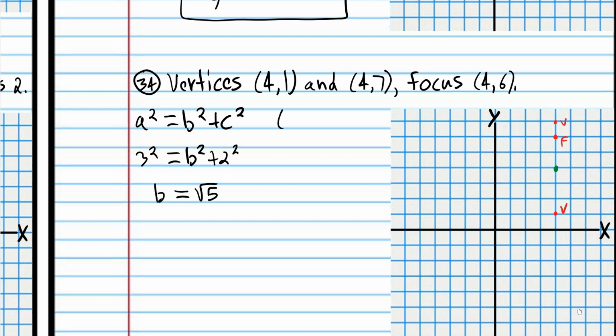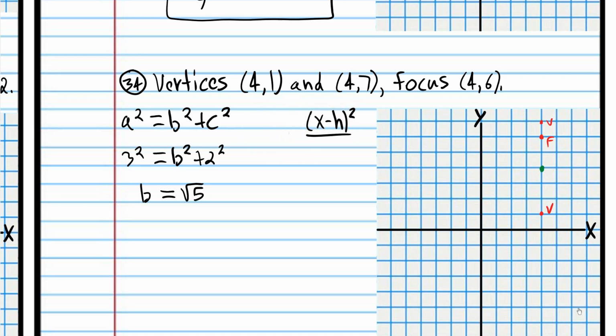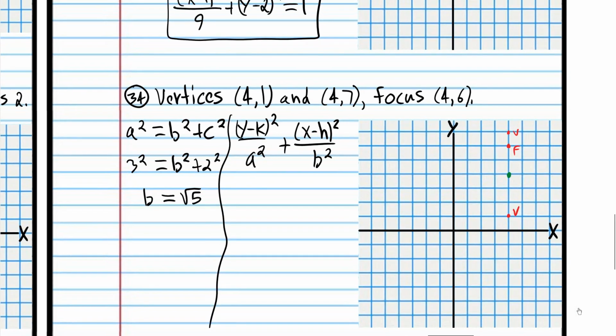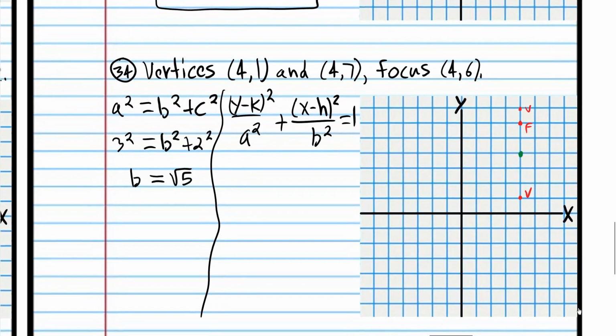So X minus H squared, this is going to be a vertical ellipse, it looks like. So A squared is going to be under the y minus k squared term. And so the center is 4, 4, 4. So y minus 4 and x minus 4.